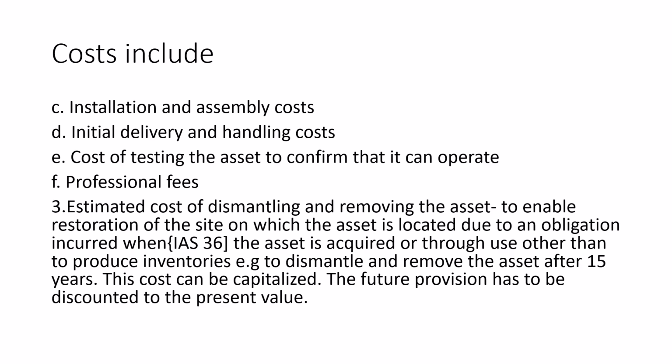Then number 3, we have the estimated cost of dismantling and removing the asset. This is to enable restoration of the site on which the asset is located, due to an obligation incurred under International Accounting Standards 36 when the asset is acquired or through use other than to produce inventories, e.g., to dismantle and remove the assets after 15 years. That is the obligation. So this cost can be capitalized. The future provision has to be discounted to the present value.